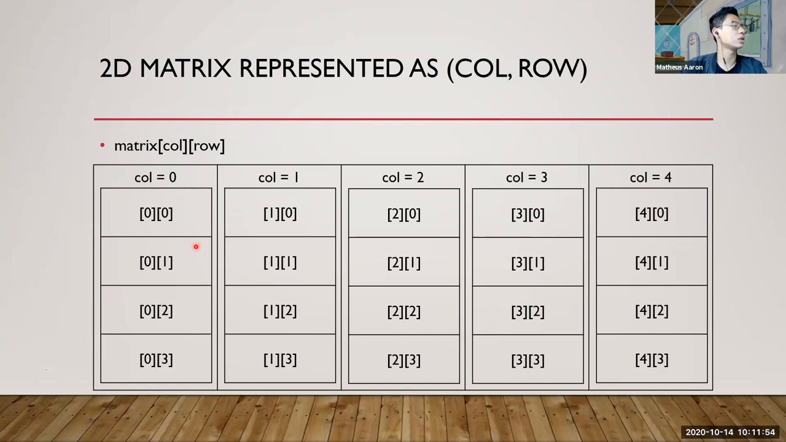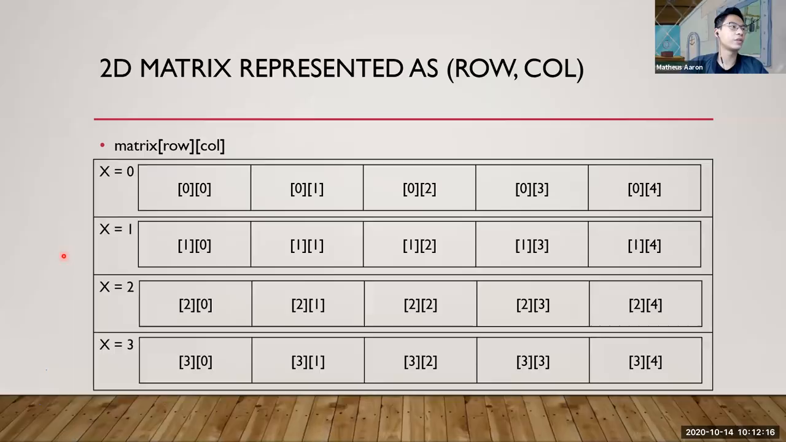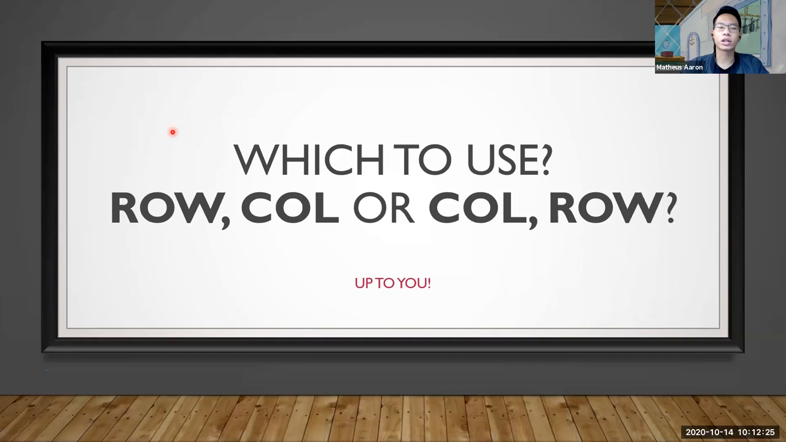So the question is, which one to use? The first representation, row call, or the second representation, call row? The answer is actually it's up to you. It really is up to you. Most people will actually use the first one, row call, because it's more intuitive. You go row first and then column. But the actual answer is, as long as you can keep it consistent, that you choose row call all the time for all your matrices, then it should be fine. In fact, you don't really have to worry about what's inside the matrix, as long as you can be consistent that, oh yeah, I want to use row first and then column, I think it's fine.